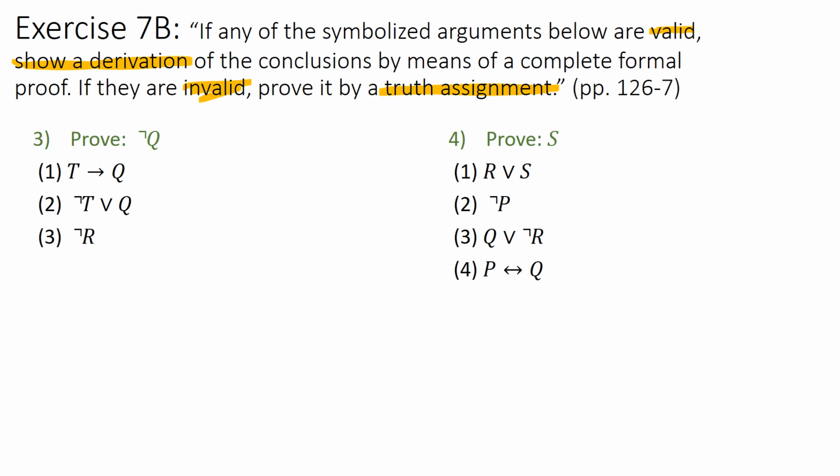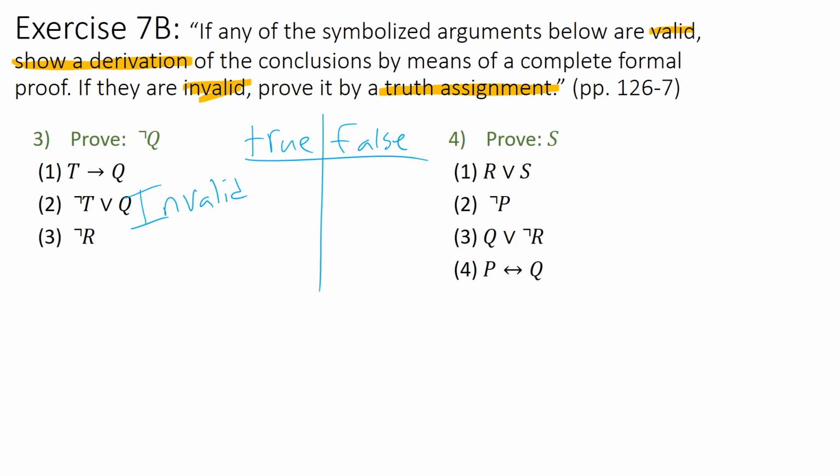We have an if-then statement. So how can we get not Q? Definitely, we're not going to be able to. So this is an invalid argument. But we want to prove that by a truth assignment. So we're going to assign some atomic sentences, perhaps, as having the value of being true, and some, perhaps, as having the value of being false. And we're going to assign each atomic sentence these truth values in such a way that the conclusion is false and all the premises are true.